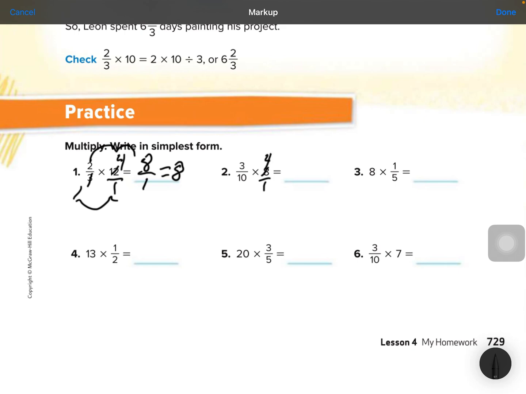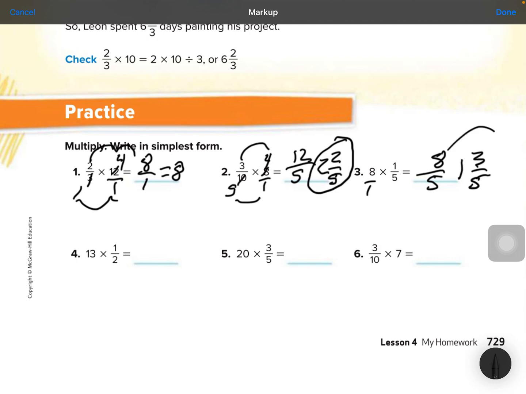Let's see, I can simplify the 8 and the 10. 2 will go into 8 4 times, 2 will go into this 5 times. So 3 times 4 is 12, 5 times 1 is 5. So 5 will go into 12 twice with 2 left over, bring the 5 over. So my answer is 2 2/5. Alrighty, 8 times 1 is 8. 1 times 5 is 5. 5 will go into 8 one time with 3/5 left over.